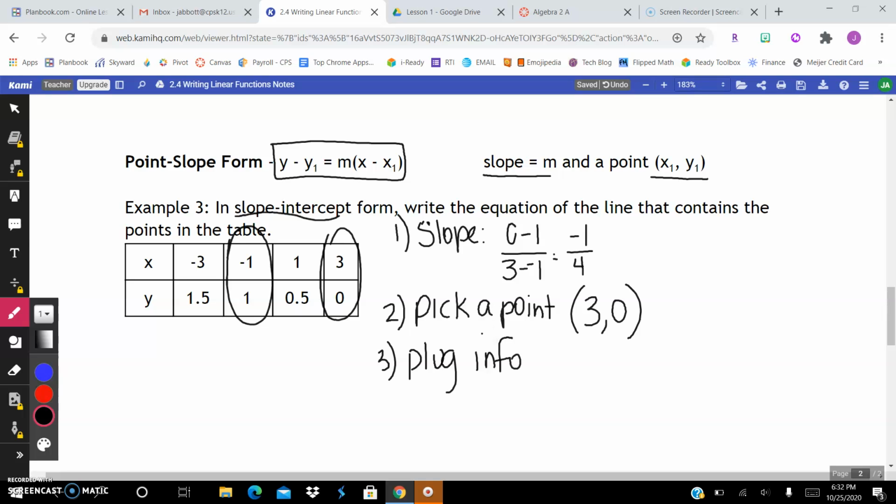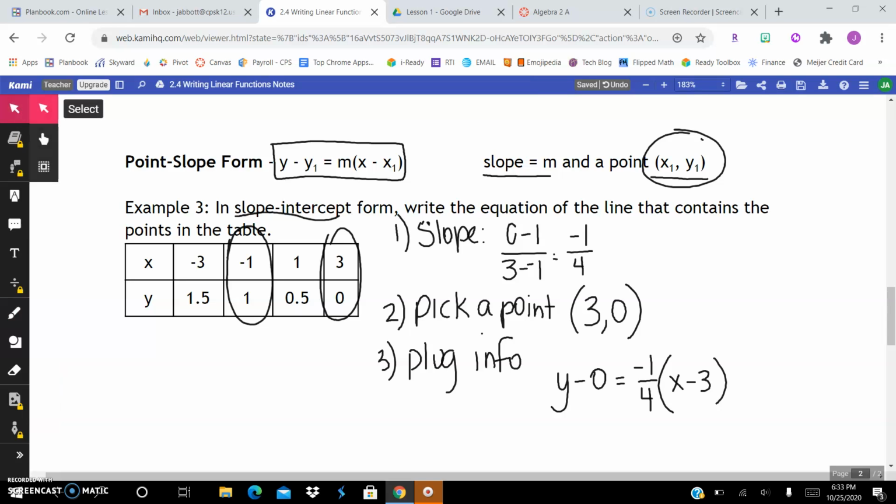So our formula is y minus y1. And over here, I told you guys that the ordered pair is the x1 and the y1. So we are going to have y minus y1 would be that 0 from that ordered pair I picked, equals m. We found out our slope was negative 1/4, parenthesis x minus whatever our x value is, which is 3. So there's our point-slope form.